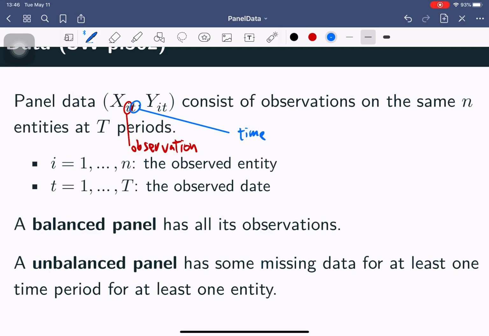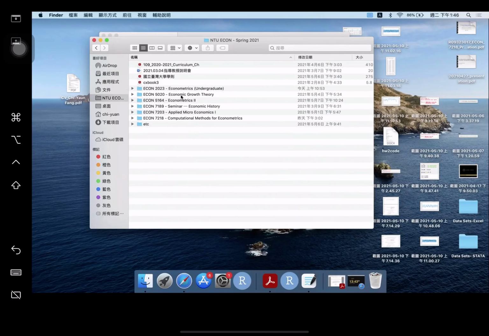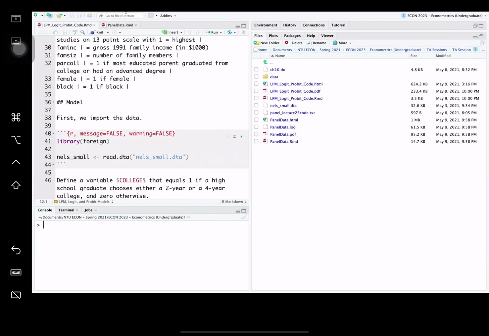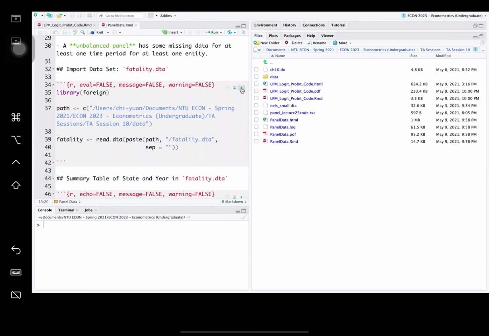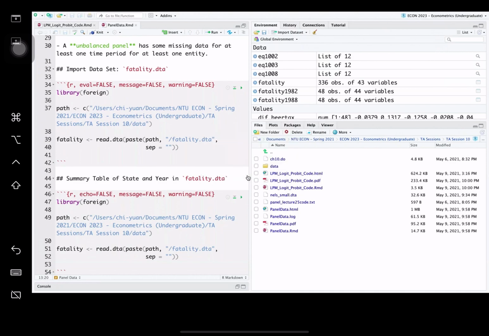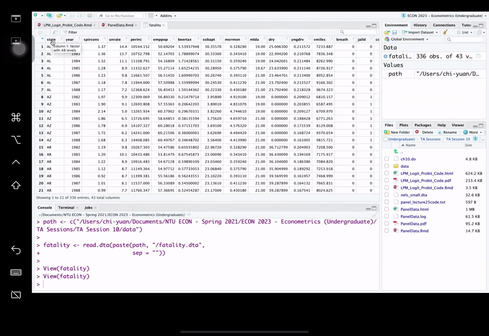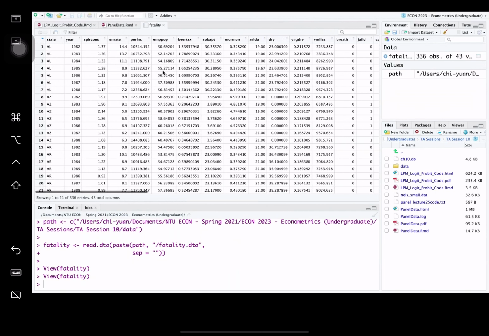So in your, maybe I open this textbook. Okay, so I open this textbook data. So here is totality. You can see here we have, in column 1 is about state, column 2 is year, and you have some variables in this data set, so you can see this data.